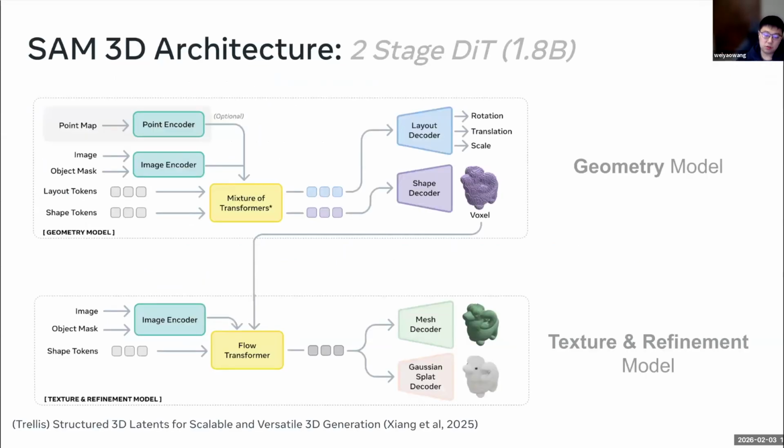We split this task into two parts. The first is more on the geometry side, doing dense geometry prediction for both the layout, where the object is, and the shape. Then we take this coarse geometry and leverage it, because the geometry itself, once predicted, is pretty sparse. We leverage this and perform texture and refinement prediction on top of it. We would like to cite the work called Trellis, which largely inspired our architecture design.